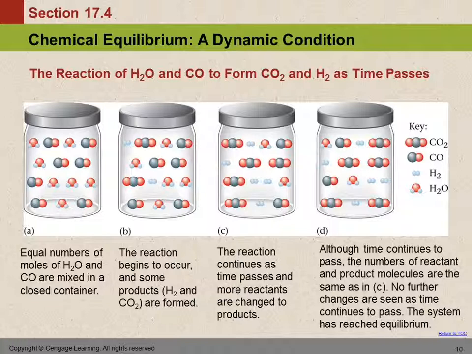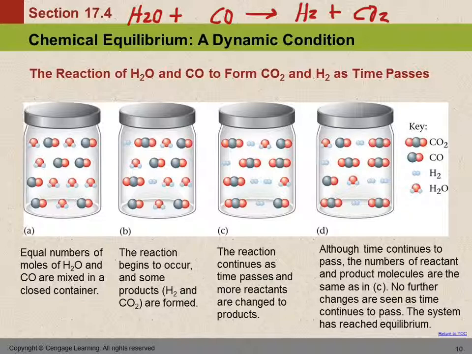Does that mean there's no activity going on? No, there's still activity going on. Because what do we have going on here? Let's write an equation. So we've got water and carbon monoxide, and it says we're forming hydrogen and carbon dioxide. So this is going in both ways. It's an equilibrium. The reaction can go forwards and it can go backwards. It's like throwing balls over a net.